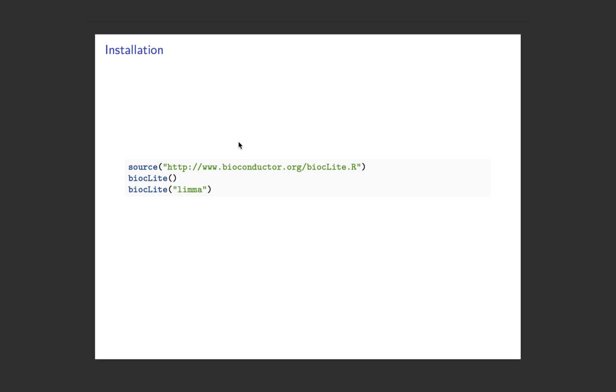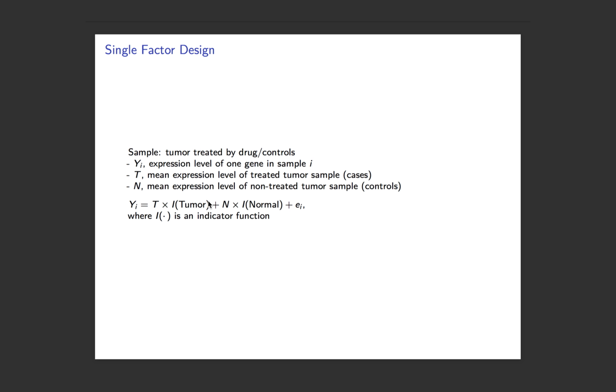First, let's install limma. It's quite easy and straightforward. You can fetch limma from Bioconductor. First, you can source the BiocLite function and then use BiocLite to install limma. After we have installed limma, we can start our analysis from single factor design.